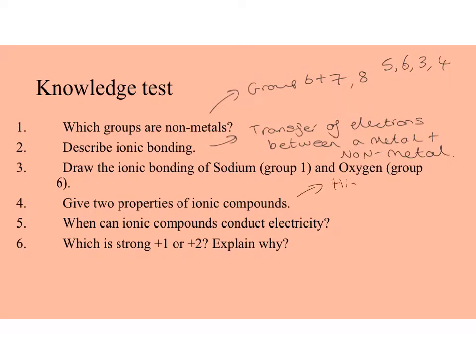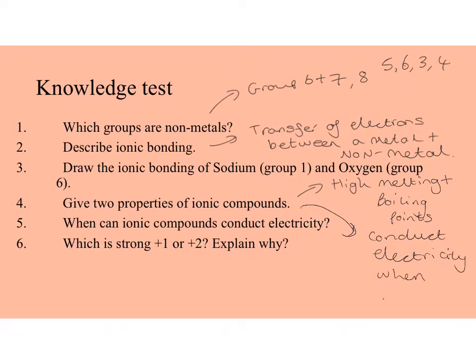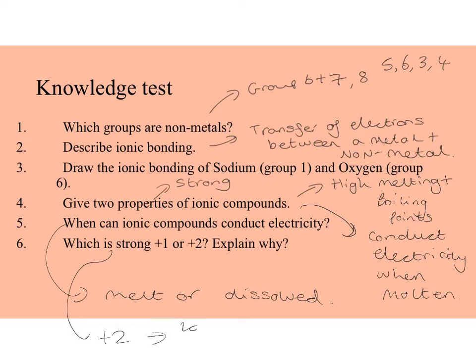They have really high melting and boiling points. Okay, high melting and boiling points. Conduct electricity when molten. Okay, really strong, hard to break, strong. Ionic compounds conduct electricity when melted or dissolved. Which is strong, so +2, larger electrostatic bond.